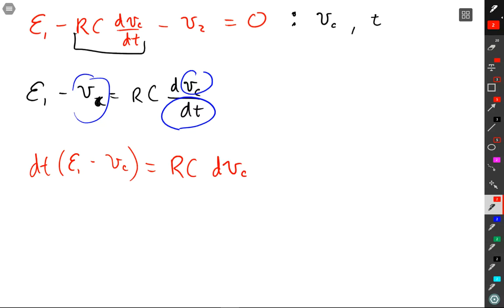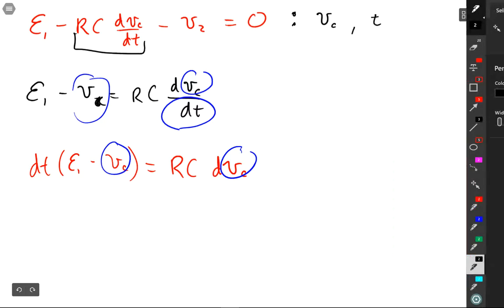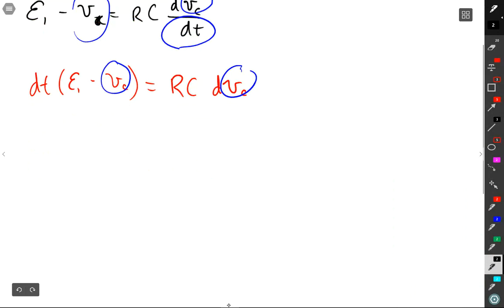Well, I still have VC on both sides of the equation. And so I need to move the VC over so it's on the same side as the DVC. And the only way to do that is to divide the entire thing in parentheses there. And so I divide the entire thing that's in parentheses, and I have that.